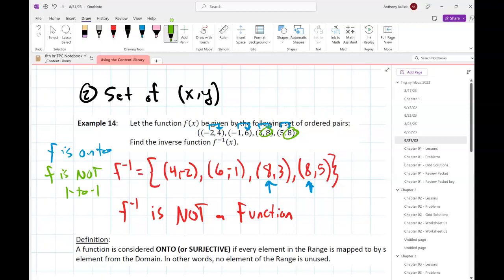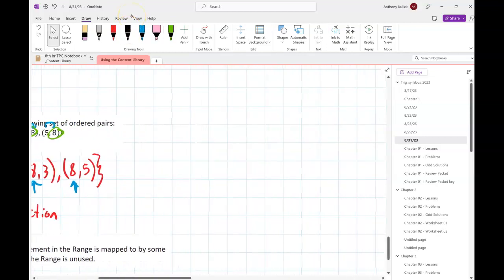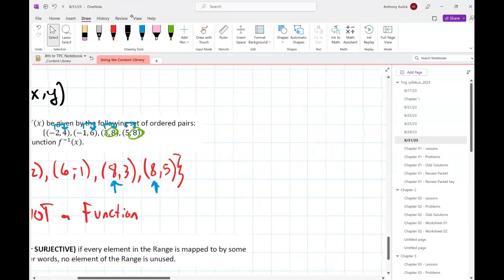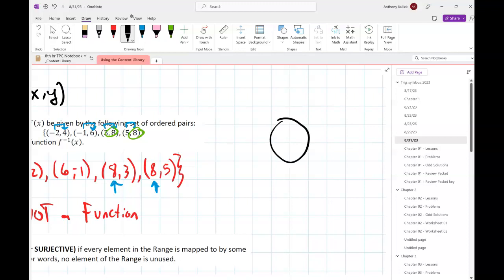The next question is, do I have to have onto also? Let's look at an example of a function that is one-to-one but not onto, and look at its inverse. What we want to do is check to see if we need both of those two things. Because we've seen if we have both of them, we're going to get a function. But maybe we just need the one-to-one. Maybe we don't need onto. Right? So let's look at this.